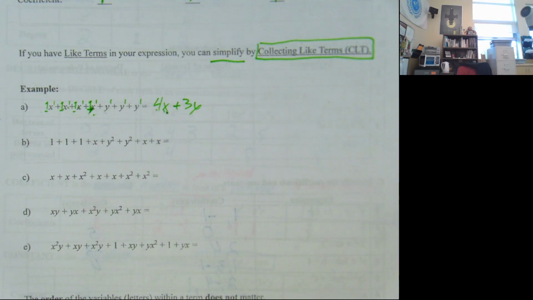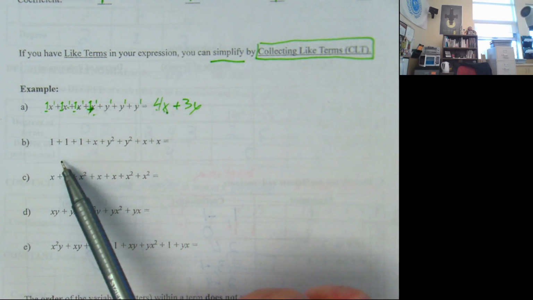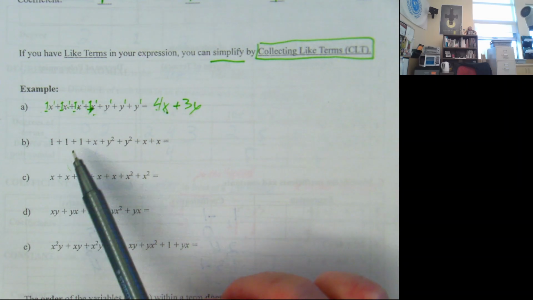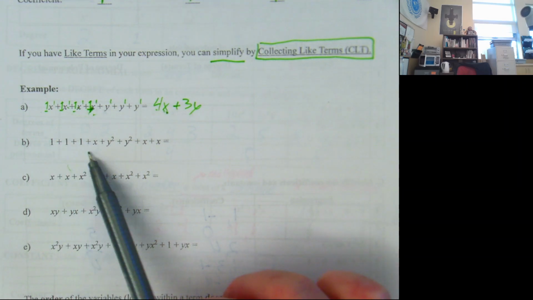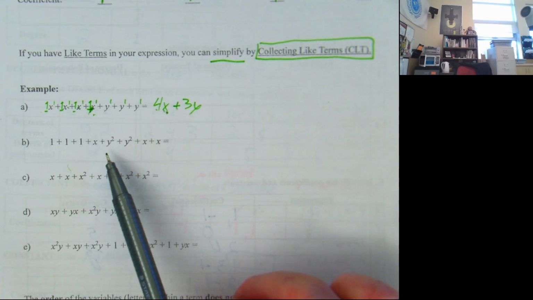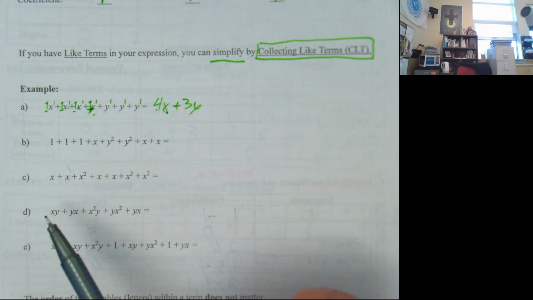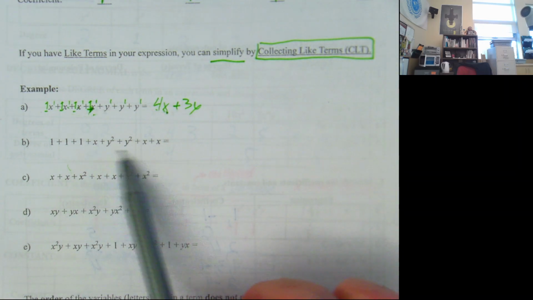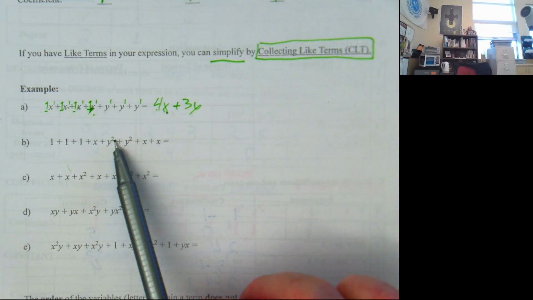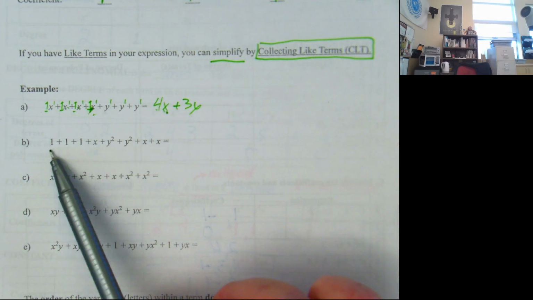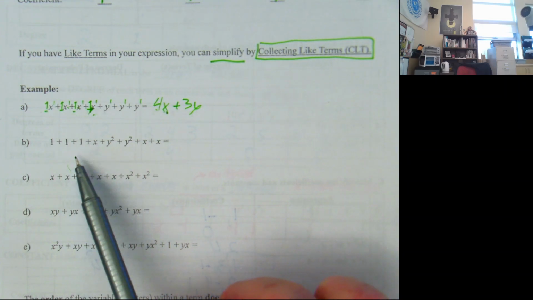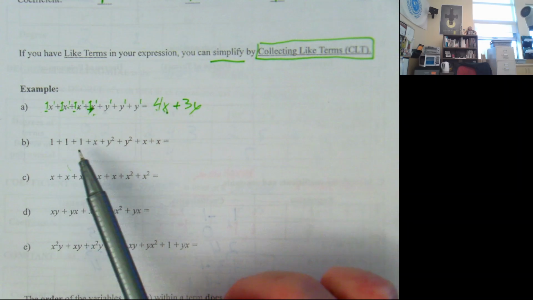Now, of course, this gets more complicated. Now I'm just going to bring in more objects. I got a bunch of 1s. I've got some x's. I got some y squareds. So what are my like terms here in question B? All the x to the power of 1s are like. All the y to the power of 2s are like. And these constant terms have no letters, so they're also like.